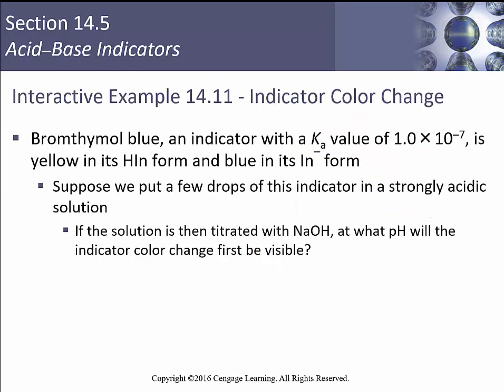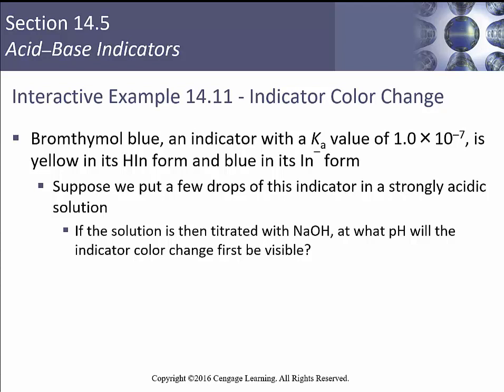Let's look at another example. Bromothymol blue, which is an indicator with a Ka value of 1 times 10 to the minus 7, is yellow in its protonated form and blue in its base form. Suppose you want to put a few drops of this indicator into a strongly acidic solution. If the solution is then titrated with sodium hydroxide, at what pH will the indicator change first be visible?